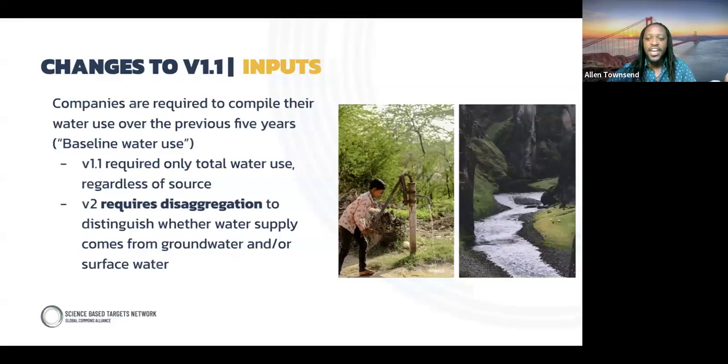The underlying theory, as I mentioned earlier, is that the protection of groundwater levels must be achieved via the reduction in groundwater use. Reduction of surface water withdrawals is assumed not to be as helpful to groundwater levels. And the guidance sorts through how to deal with mixed sources here. Next slide.